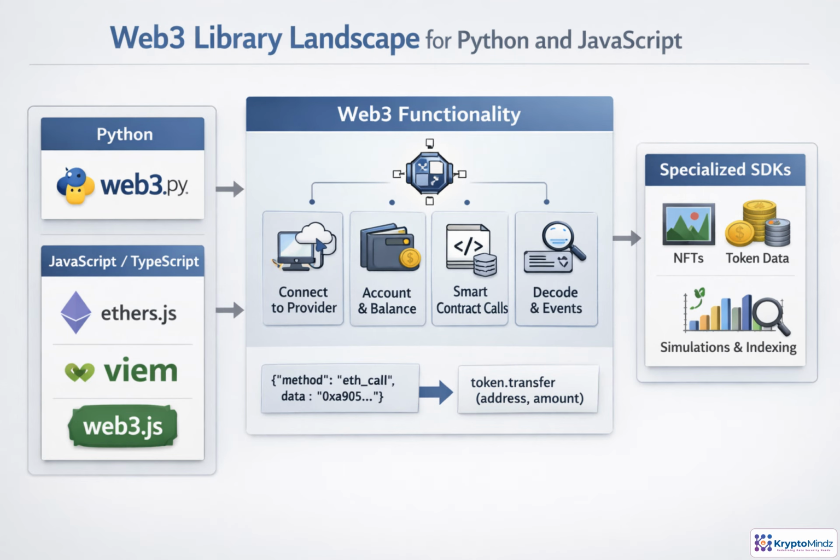Web3 libraries act as the adapter layer between your code and blockchain nodes. In Python, web3.py is the standard starting point. In JavaScript and TypeScript, ethers.js, viem, and web3.js are common choices. These libraries turn raw JSON-RPC into cleaner actions, like connecting to a provider, reading balances, calling contracts, signing transactions, and decoding events. Provider SDKs can add higher-level features, such as NFT data, token metadata, simulations, and indexed queries.